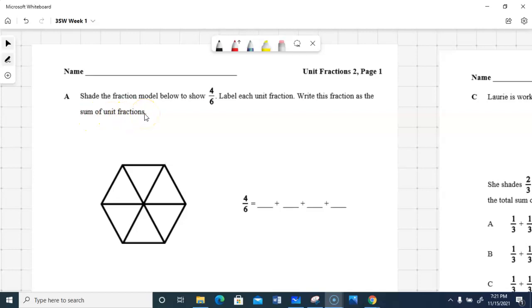So I'm going to shade in 4/6 on my hexagon. I'm going to shade it with the yellow highlighter. So that's 1/6. That's 2/6. That's 3/6, and 4/6 is shaded. And we're going to go ahead and label each one. So each one represents 1/6 of the hexagon.